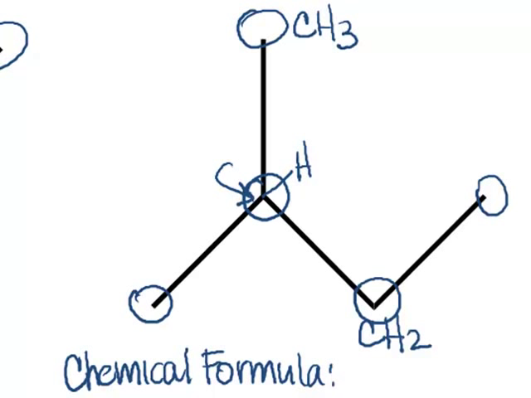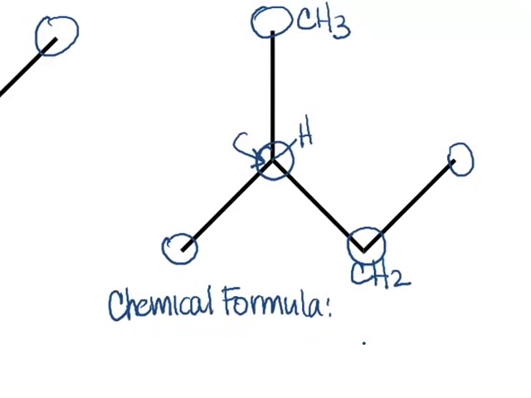To determine the chemical formula, I have to know how many carbon and hydrogen are present. We already said that everywhere a line starts, ends, changes direction, or there's an intersection, a carbon is present. In this case, there's a carbon here, here, here, here, and here. That's a total of 5 carbon.